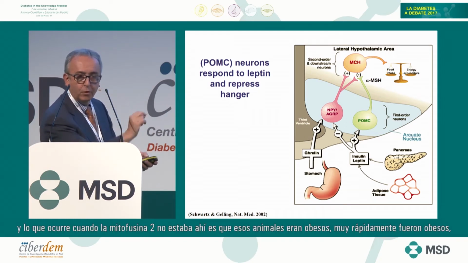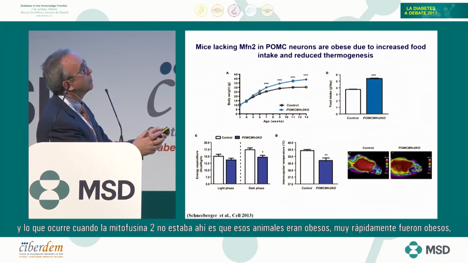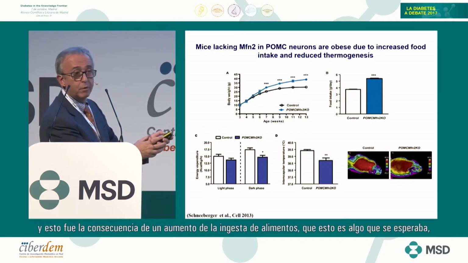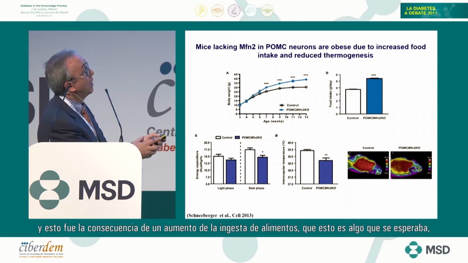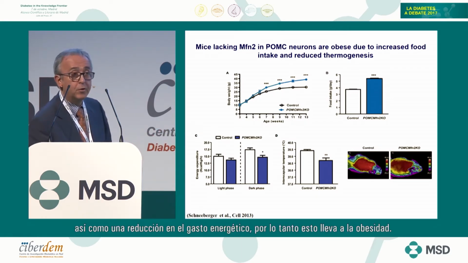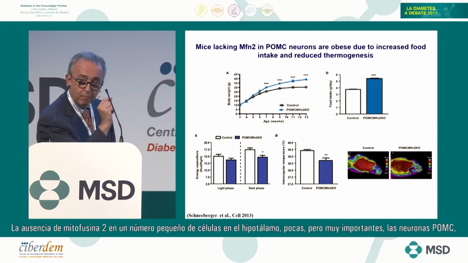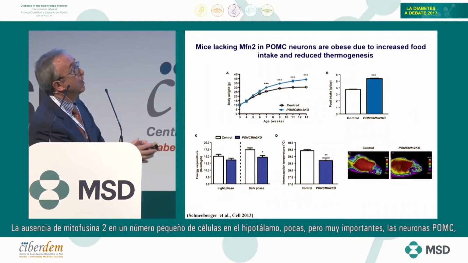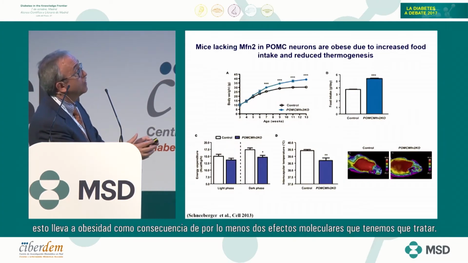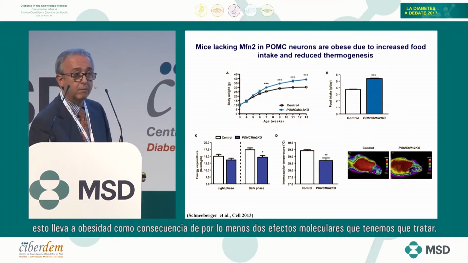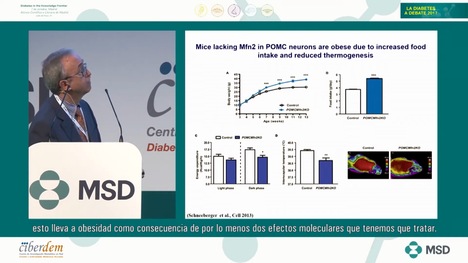And what happens when mitofusin 2 was out is that these animals were obese, very quickly obese. This was a consequence of an enhanced food intake, which is something expected, as well as a reduction in energy expenditure. So this leads to obesity. The absence of mitofusin 2 in a very few number of cells in the hypothalamus, but very important, the POMC neurons, leads to obesity as a consequence of at least 2 different molecular effects that we need to characterize.